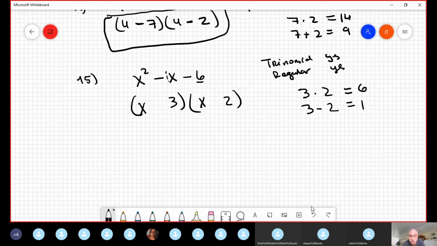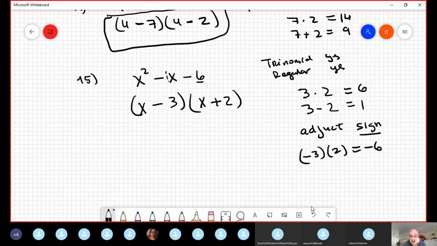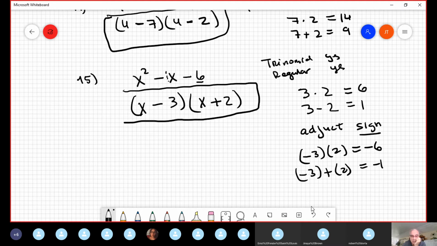Now you adjust signs. This is a crucial moment. Adjust the sign. This sign is negative and this is positive. How do you know that? Well, because negative 3 times positive 2 is negative 6, and negative 3 plus positive 2 is negative 1. Okay, this is understandable. However, I want to create a shortcut to do this in 1 second.